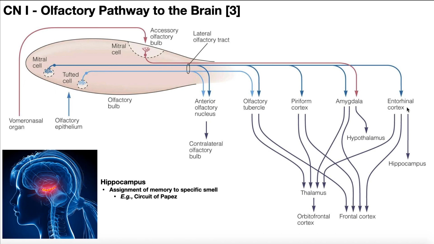Now, the entorhinal cortex is really the only one of these five brain parts that has any communication with the hippocampus in terms of smell. Here's something to understand.